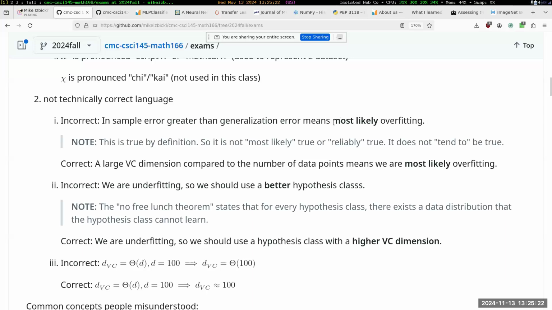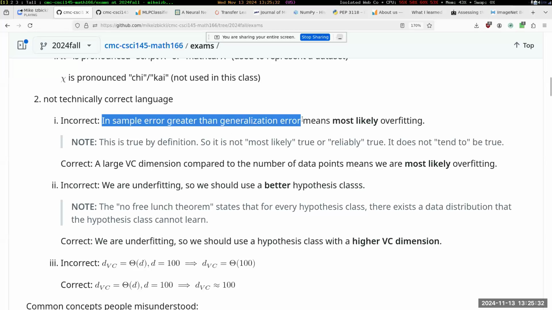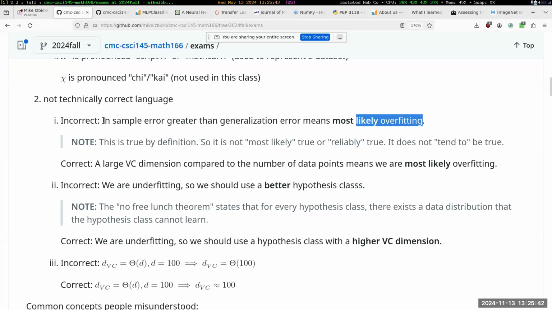Yeah. So anytime something is just guaranteed to be true, you should not say that it's most likely true. And so the fact that we're overfitting here follows immediately. This is just the definition of overfitting. The in-sample error, and I guess I got my overfitting and underfitting backwards here. I think the in-sample error being greater than the generalization error actually means that we're underfitting. So not most likely, because it follows immediately from the definition. So yeah, just taking that out.